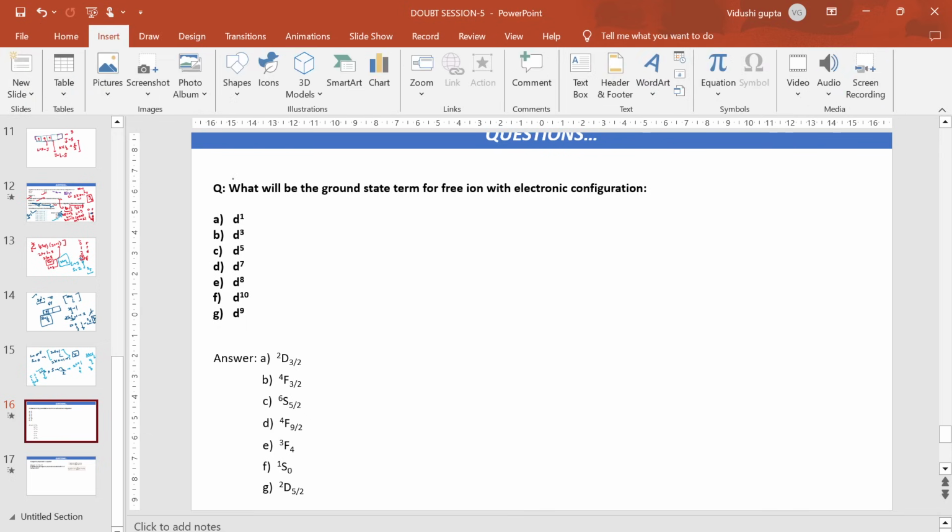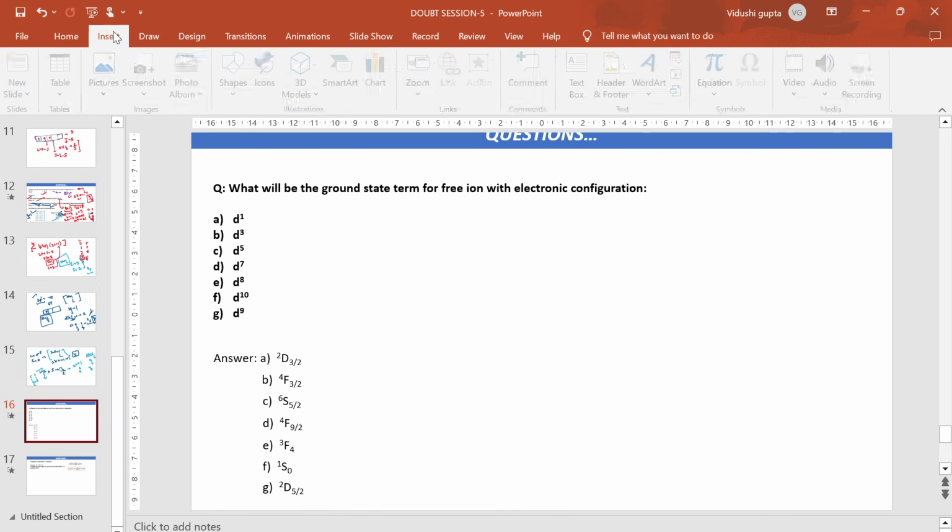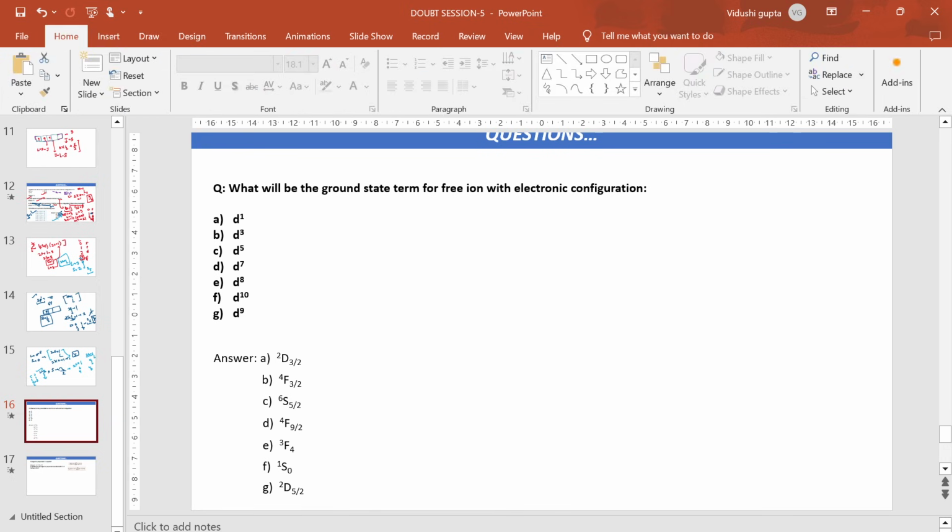Let me solve it first. For D1, you have 5 d orbitals, and 1 means you have 1 unpaired electron. Now we need to calculate the ground state term in this form.